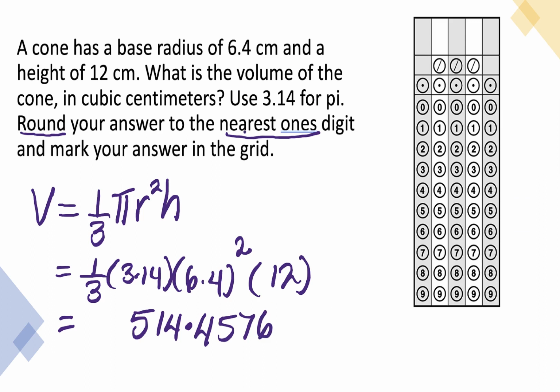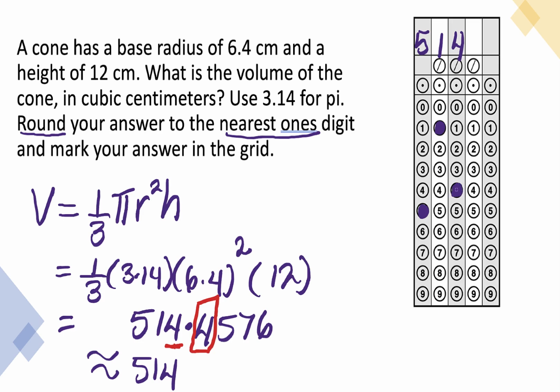Now remember they said round to the nearest ones. Who's in the ones position? The 4. When you look at the digit to the right, it's a 4, which means it's less than 5. So this 4 would remain. So our answer is going to be 514. And we're going to enter that in our grid. And again, you can put it anywhere you like. 514. I'm going to bubble 5, my 1, and my 4.